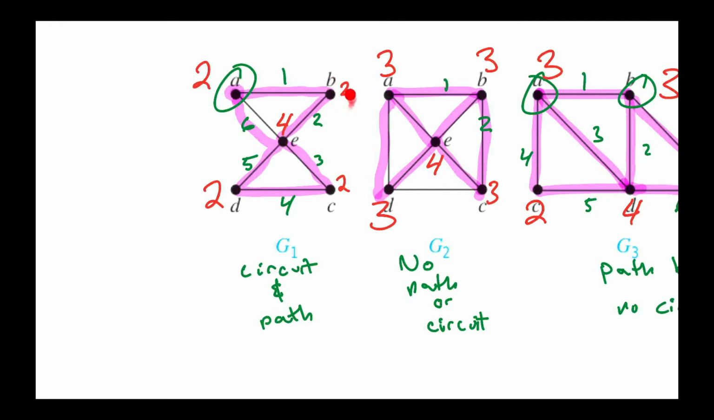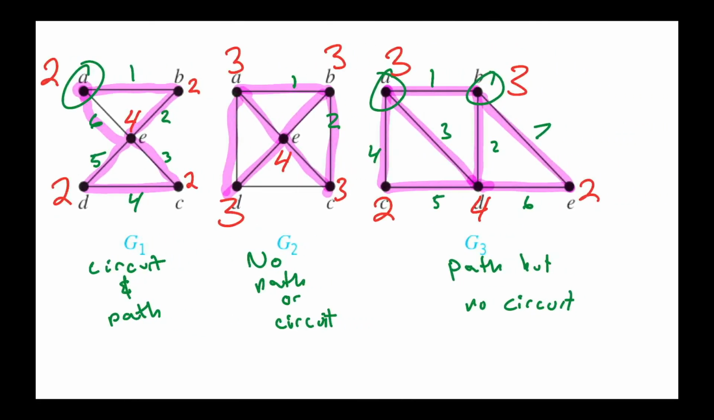That means the degree has to be even. Okay? However, in a path, you can start at one vertex and end at another vertex, right? So if you start at A, you don't have to get back to A if you're making a path. You only have to get back to A if you're making a circuit.